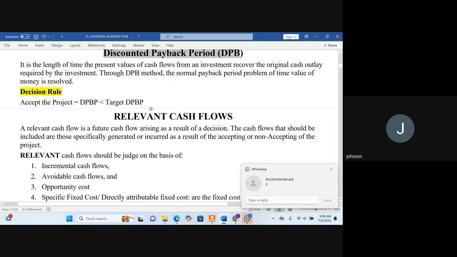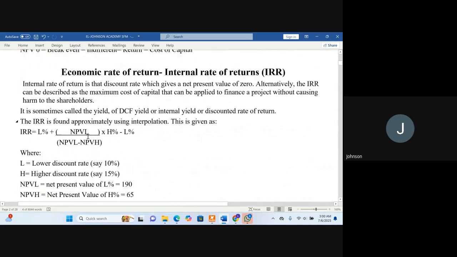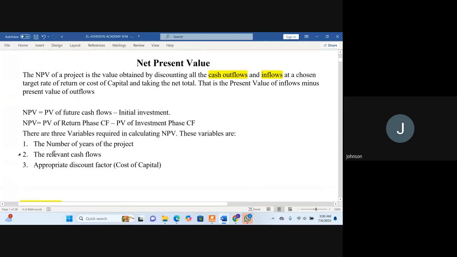So now we are going back to NPV. For NPV, I told us that there are three things that you should take note of when you are dealing with it. Number one is the number of years that they are going to give you in the question. Number two, we're also talking about the relevant cash flows. Number three, we're also talking about the appropriate discount factors.